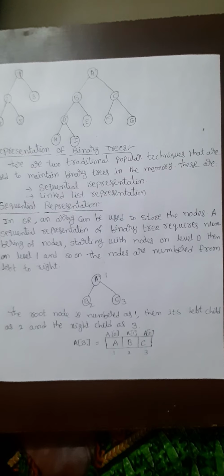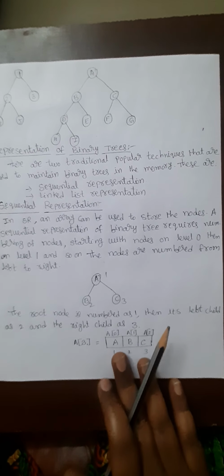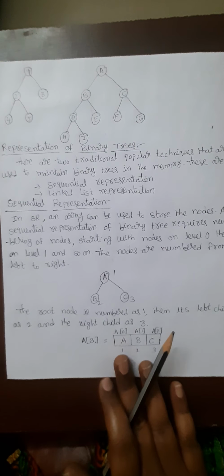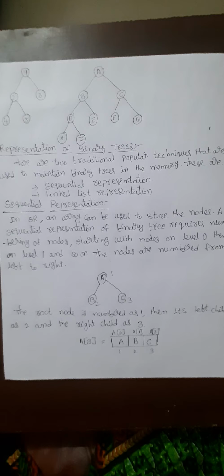There are 2 traditional popular techniques that are used to maintain binary trees in the memory. What are they? One is sequential representation, and another one is linked list representation. What is meant by sequential representation? Already we have seen arrays. In the arrays, the elements will be stored in a sequential order, that means one after the another. All the elements whatever we are defining will be stored one after the another.